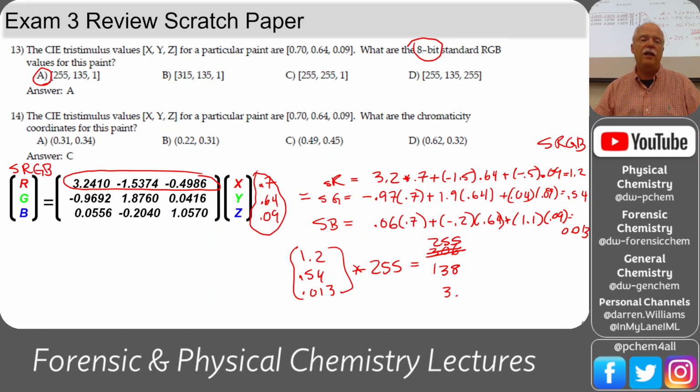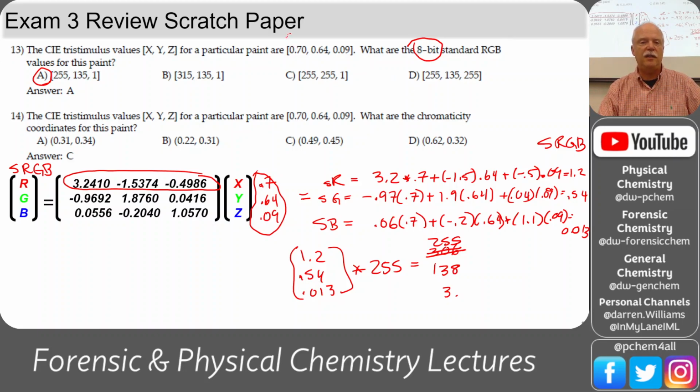We did it in the PChem lab in Excel, so it did the matrix multiplication, but here, and we review it one more time in Forensic Chem, just to get you to do it by hand so you know that it's row times column added together. That's matrix multiplication.